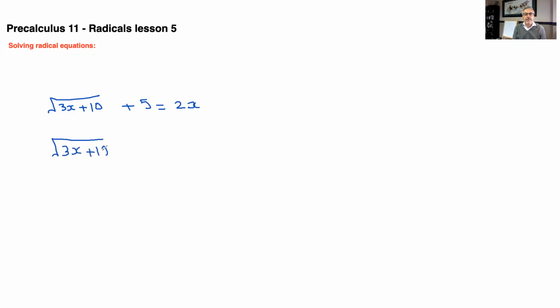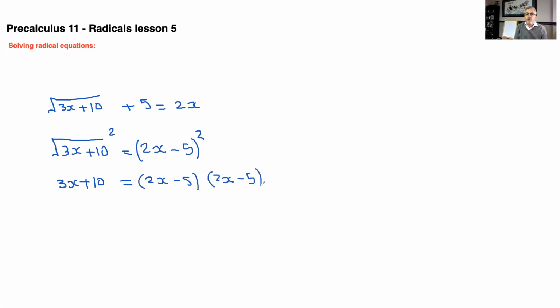3x plus 10 equals 2x minus 5. When you move the 5 to the side, it becomes minus. At this stage now, you square both sides. Squaring the square root, it just cancels the square root. 3x plus 10 equals, you write this twice. Just carry the 3x plus 10 to the bottom.